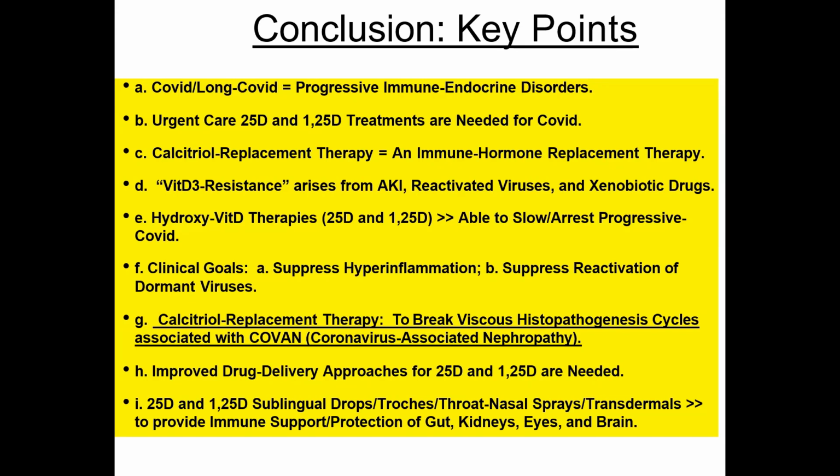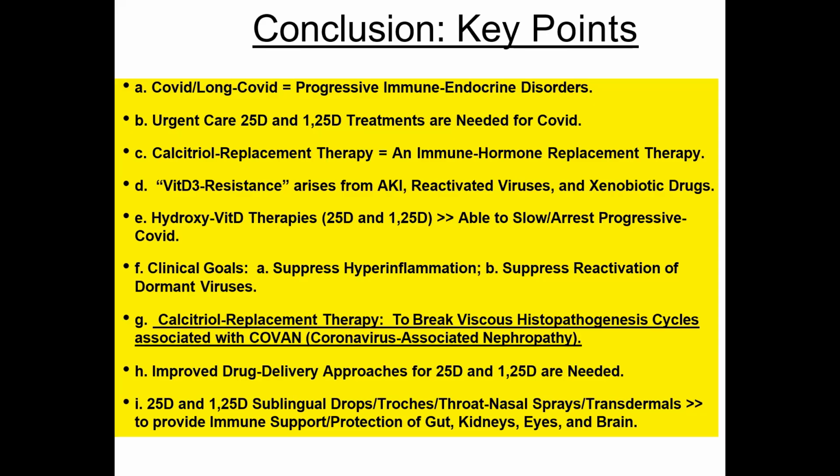Urgent care 25D and 125D treatments are needed for COVID. Calcitriol replacement therapy is an immune hormone replacement therapy. Vitamin D3 resistance arises from AKI, acute kidney injury, reactivated viruses, and xenobiotic drugs. Hydroxyvitamin D therapies, including 25D and 125D, are able to slow and arrest progressive COVID.